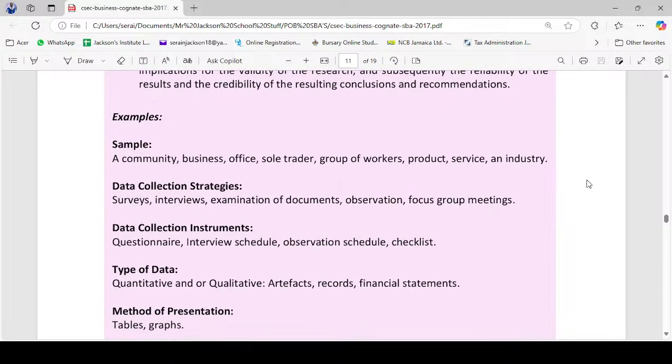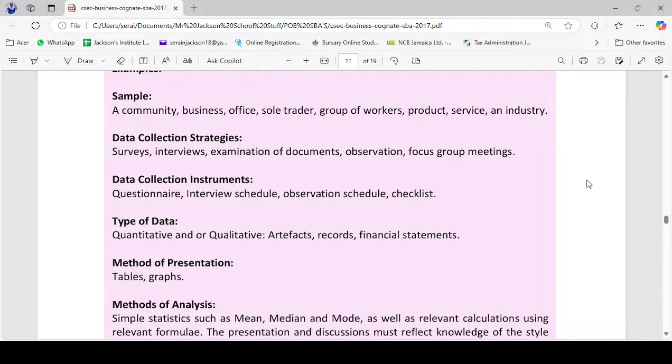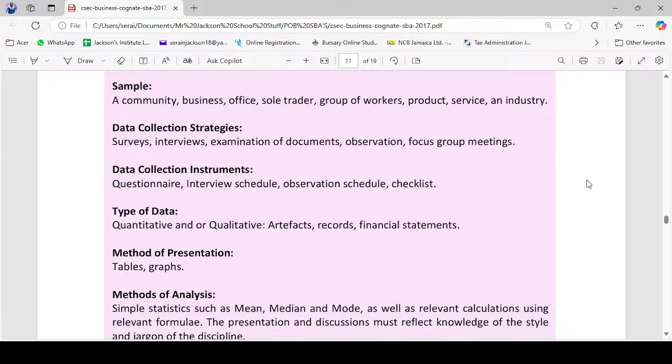So look at these examples. For example, with the sample, you can say a community, business, office, sole trader, group of workers, whatever. That's an example of a sample. The data collection strategies, as I was saying before, surveys, interviews, examination of documents, observation, focus group meeting, right? Sorry, for strategies, questionnaire would not be there. Data collection instruments, you would have questionnaire, interview schedule, observation schedule, checklist, right?